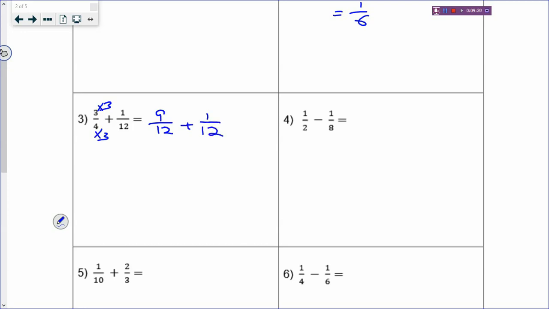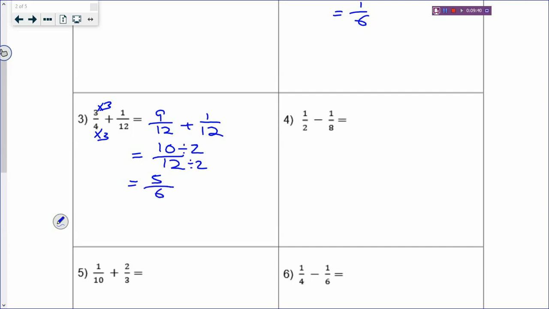So once the denominators are the same, then you can add the numerators, which is 10 over 12. And then make sure you always simplify the fractions. Can you divide both the numerator and the denominator by 2? Yes, you can. So you have 5 over 6. Okay?